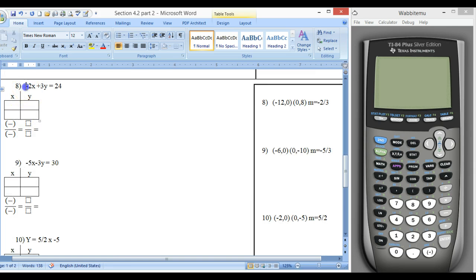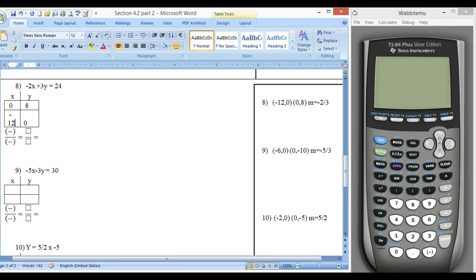8. We're going to plug in 0, 0 for x, 0 for y to find the x and y intercepts. 0 here makes this term 0 because 0 times negative 2 is 0. And I'm left with 3y equals 24. So divide by 3, and I get 8 here. Then I plug 0 in for y. 3 times 0 is 0, so I can ignore this term now. And negative 2x equals 24. Divide that by negative 2 makes negative 12.